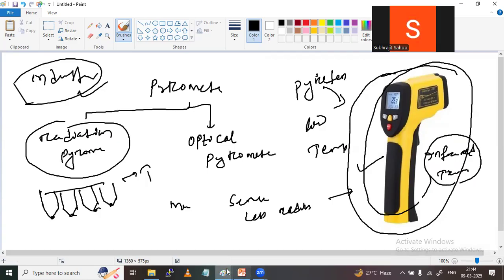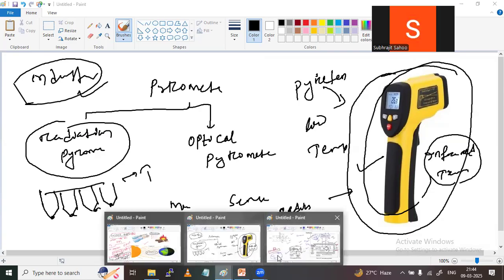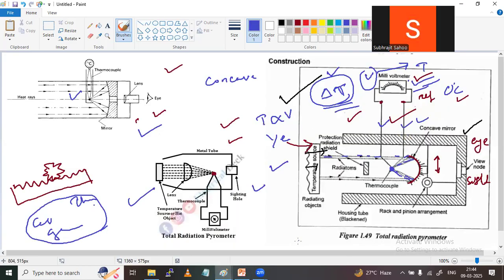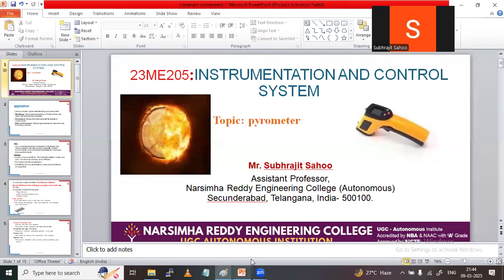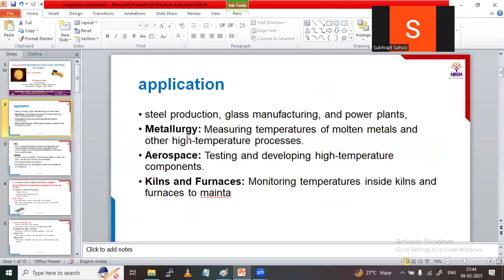Okay, so this is the construction and working of this measuring instrument. The name is radiation type pyrometers. I hope you understood what I discussed about the construction and working. Let me tell you about the applications, right? Already told applications here. See, steel production industries, right?